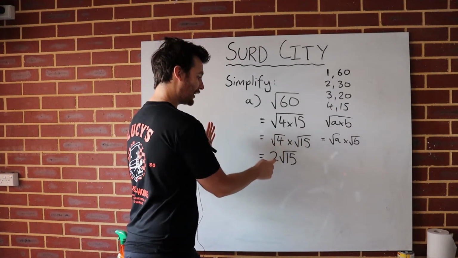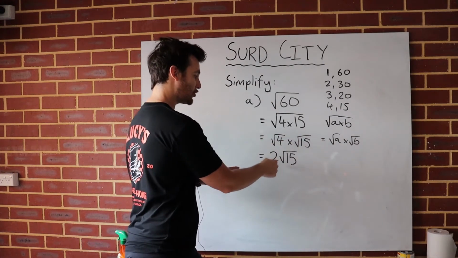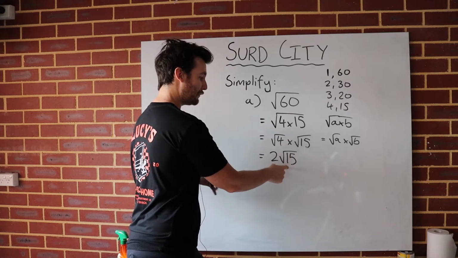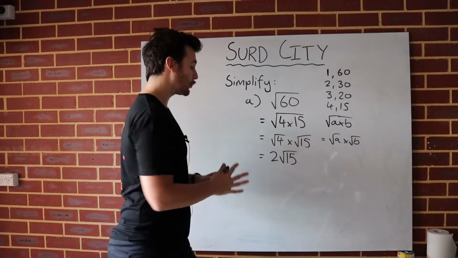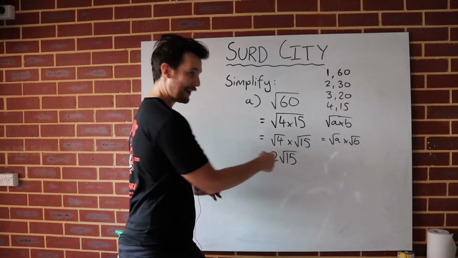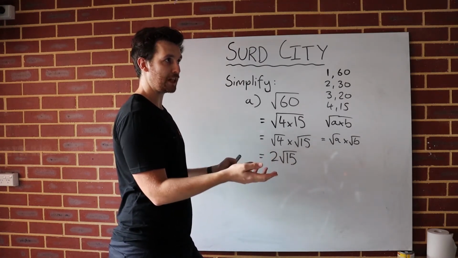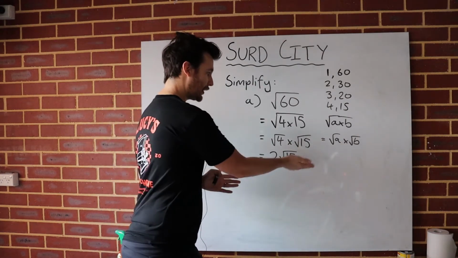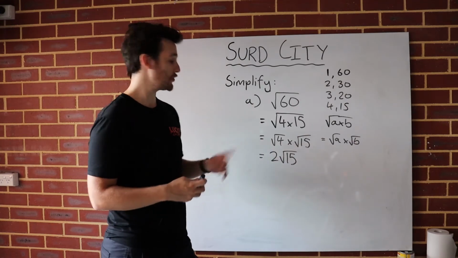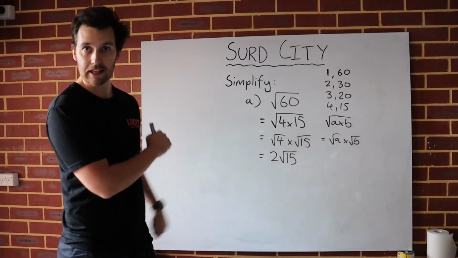Square root of 4 is going to give us 2, so our answer becomes 2 times the square root of 15. Now this part of the question we can't simplify anymore. The reason being that if we look at the factor pairs of 15, we've got 1 and 15, 3 and 5, and that's it. None of those are square numbers, so we can't reduce this down in the same way. So 2 square root 15 is our final answer.